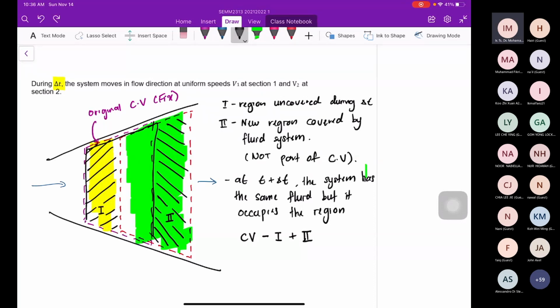Do you understand now? Yes or no? Okay. Back. Okay, plus with this. This is as the time goes, T plus delta T. The system has the same fluid but occupies the next region.